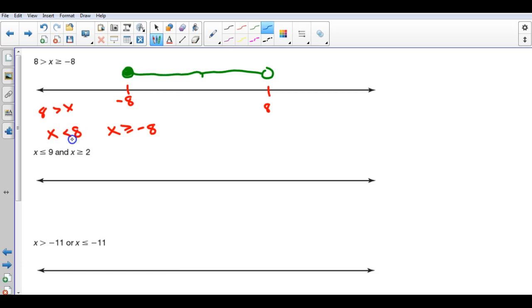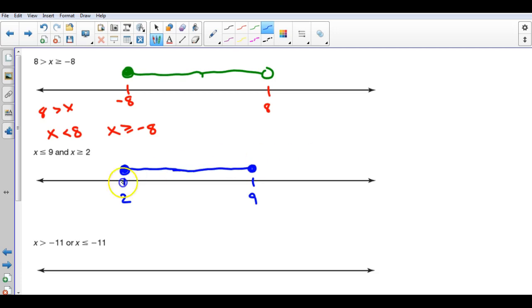Next one, x is less than or equal to 9, and it's also greater than or equal to 2. So what I'm going to do is put my 2 here on my number line. I'm going to put my 9 over here. I know that it's greater than or equal to 2, and I know that it's less than or equal to 9. So that means greater than or equal to 2 is going to go to the right. Less than or equal to 9 is going to have to be shaded to the left, and that's your solution.